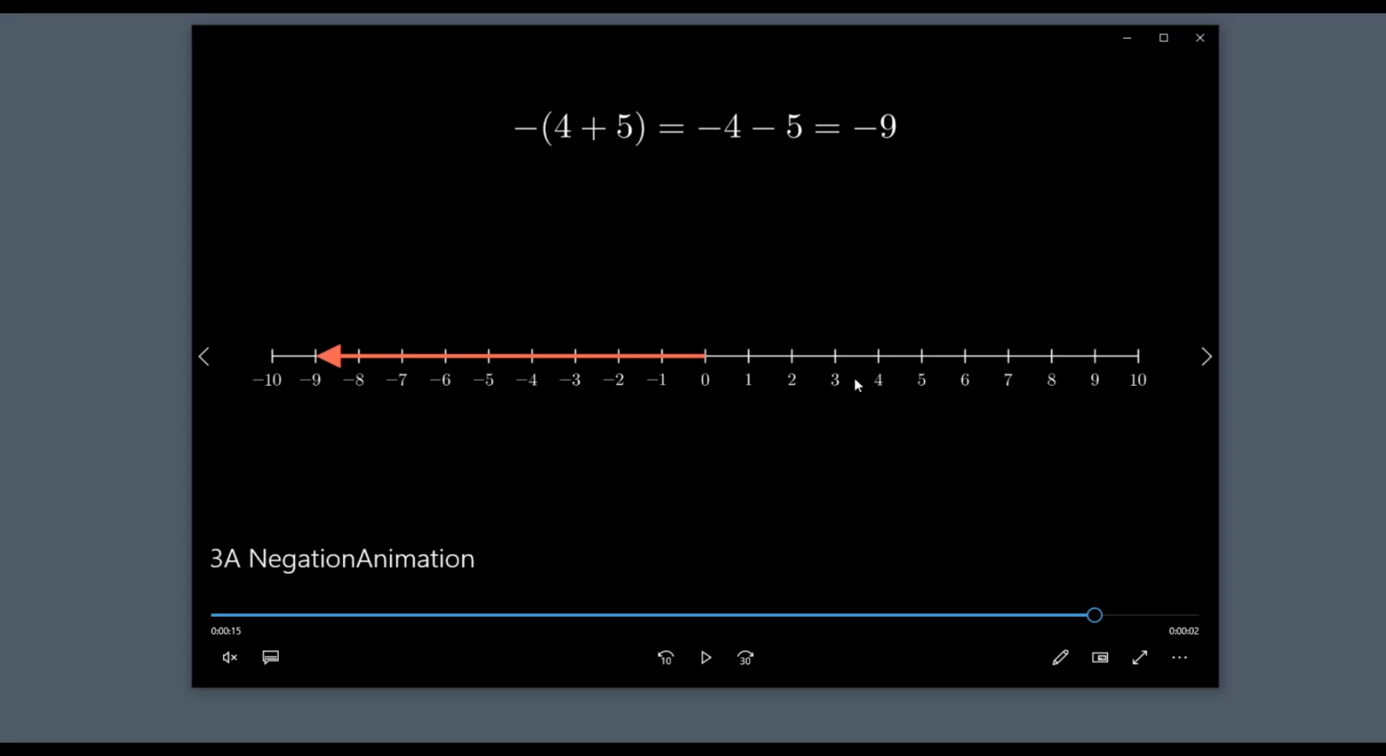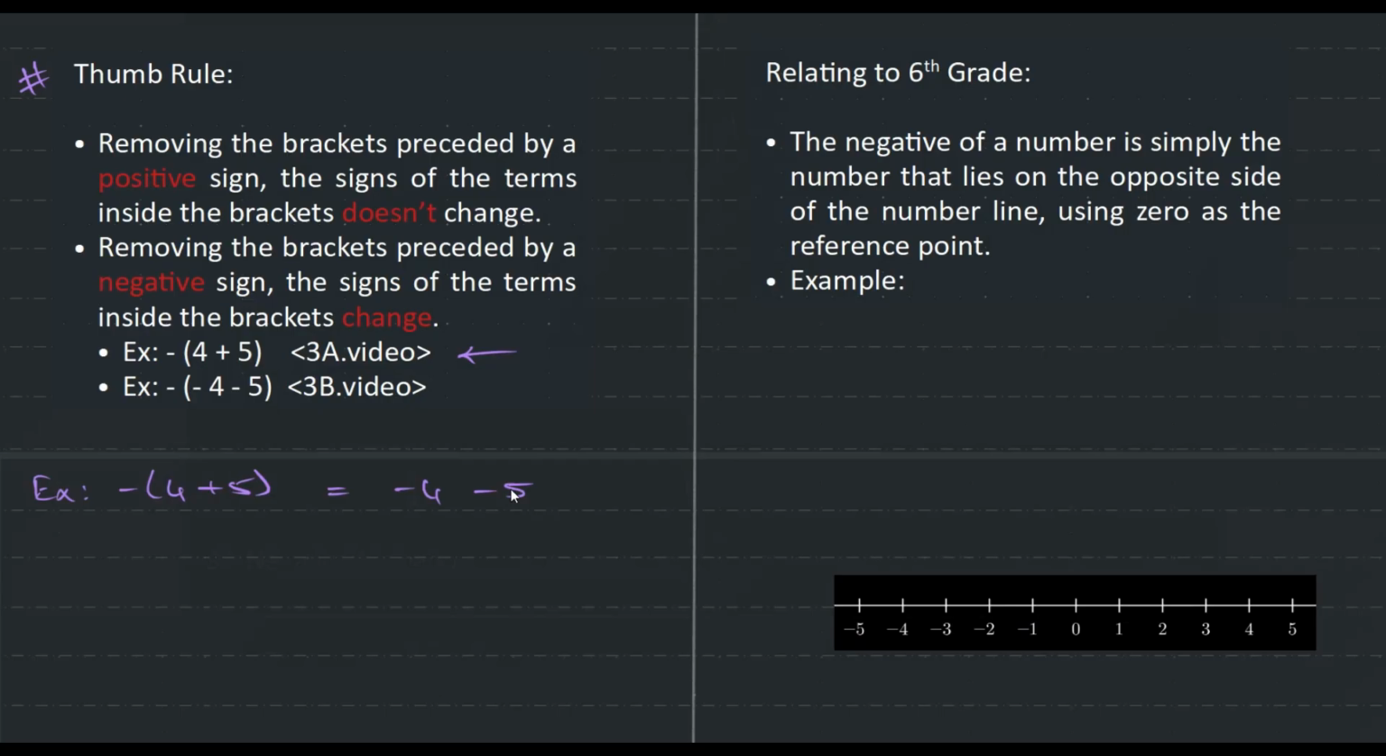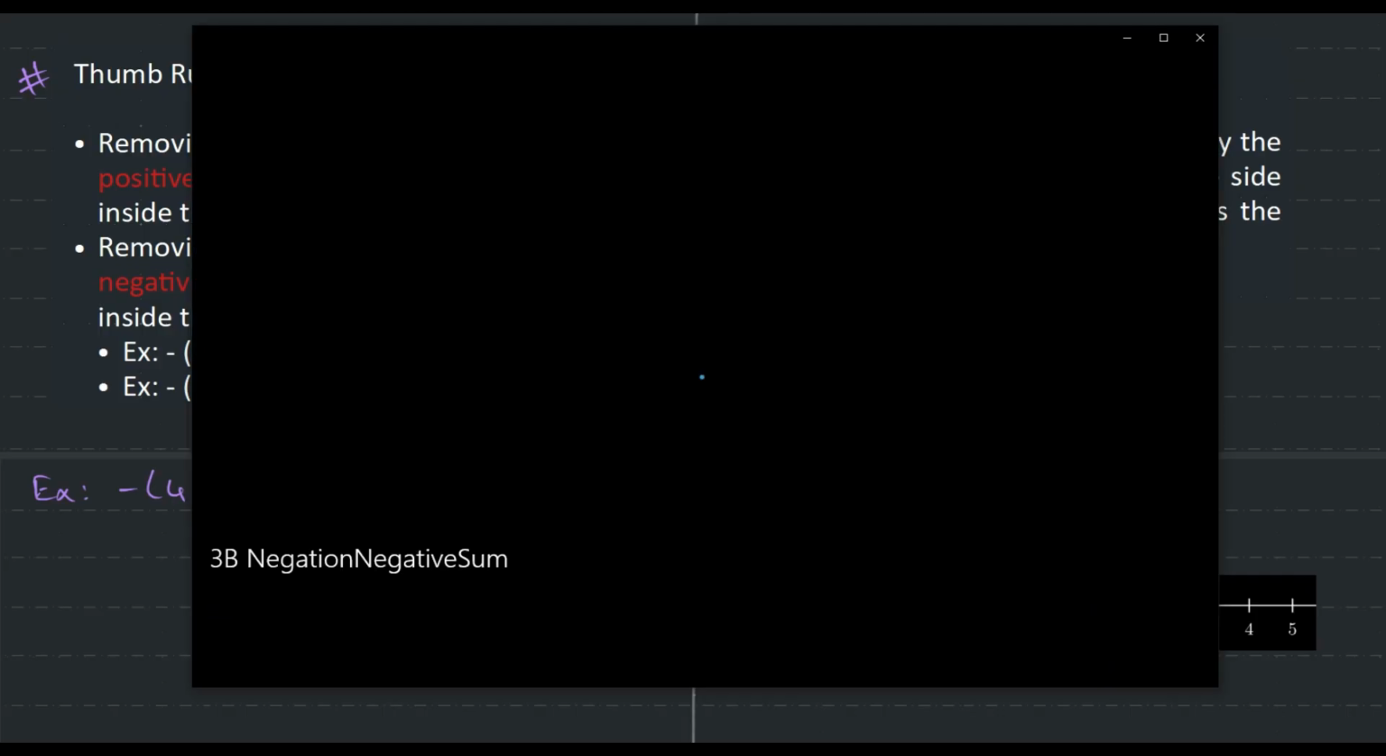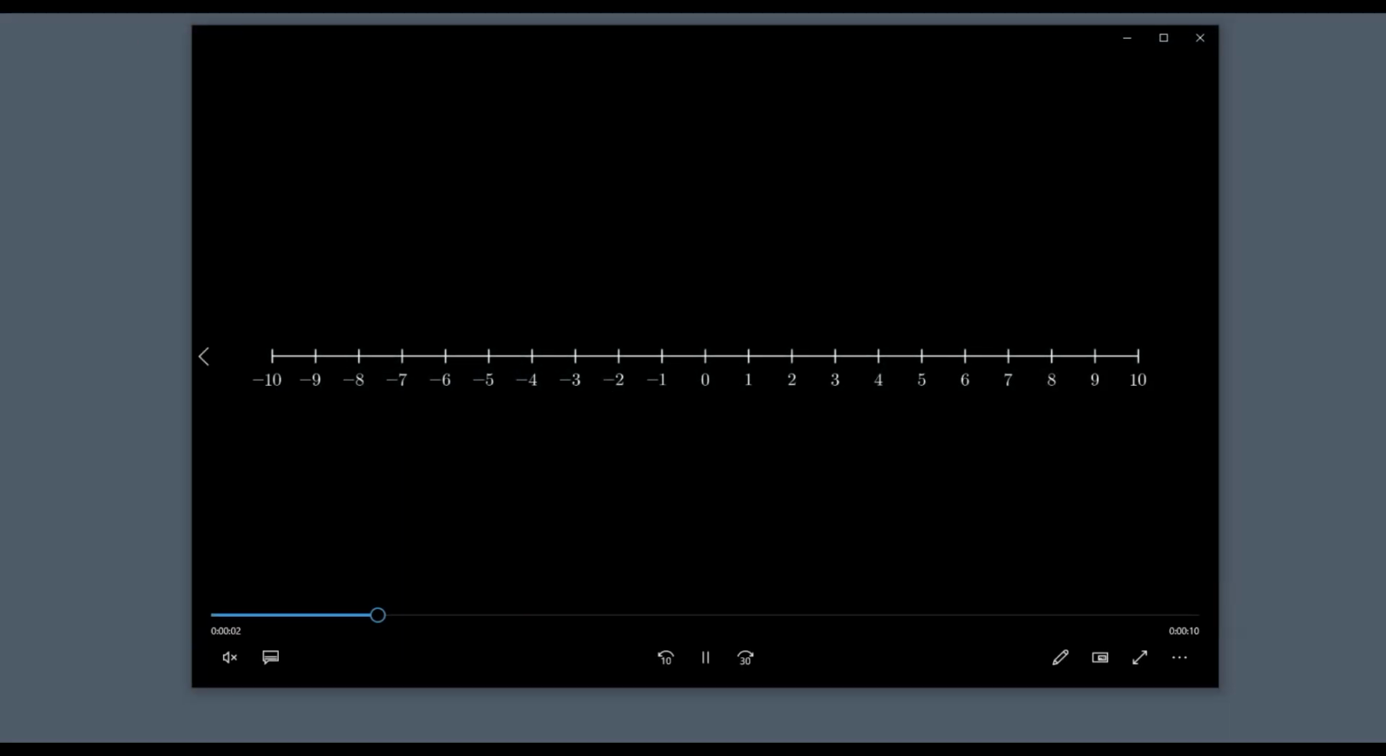Okay, so it will flip the side. It will flip everything inside. So what if we had a negative sign outside, and inside as well? What if that is the case? That's what we're going to look at now.